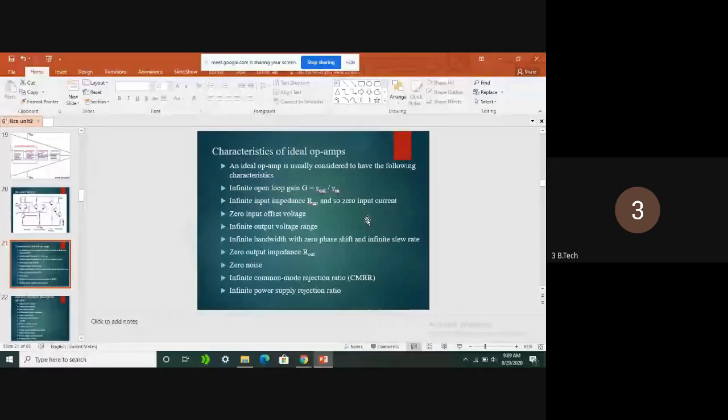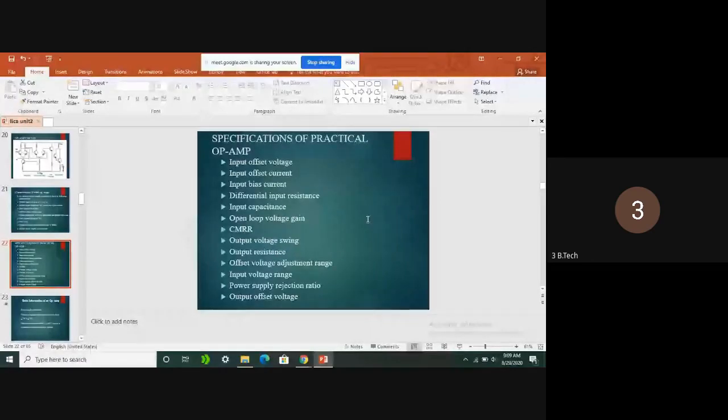Now we are going to see the practical specifications of the operational amplifier, namely input offset voltage, input offset current, input bias current, differential input resistance, input capacitance, and open loop voltage gain. Also CMRR, common mode rejection ratio, output voltage swing, output resistance, offset voltage adjustment range, input voltage range, power supply rejection ratio, and output offset voltage. These are the specifications we need to take care of while using an op-amp in real-time applications.